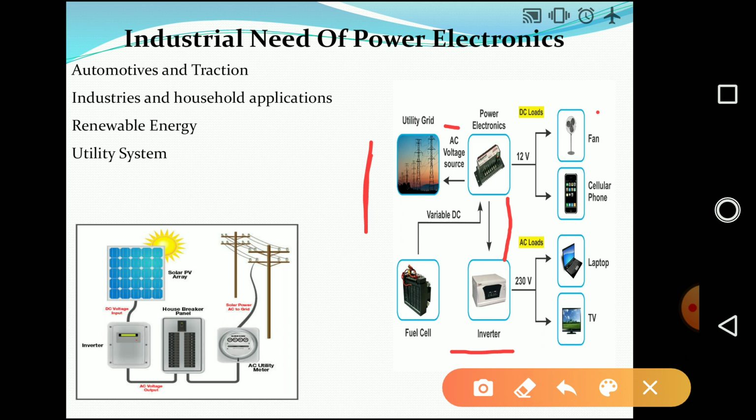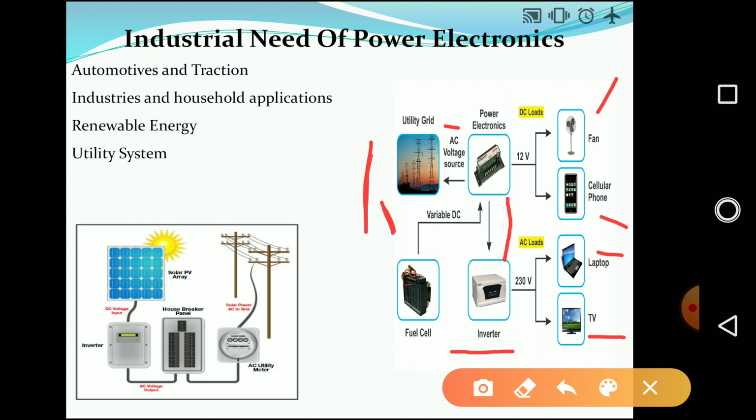Utility grid means where we get the electrical supply from, which is in the form of AC. But some applications need a DC supply, so for that we need an AC to DC conversion, and some household applications need an AC supply, so DC to AC conversion is required. But the available supply from the grid is always in the form of AC.